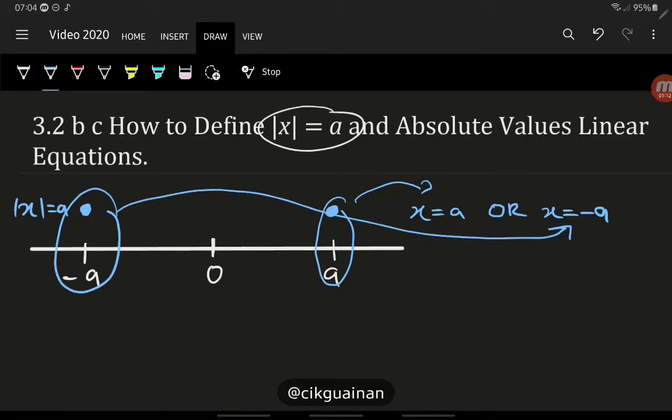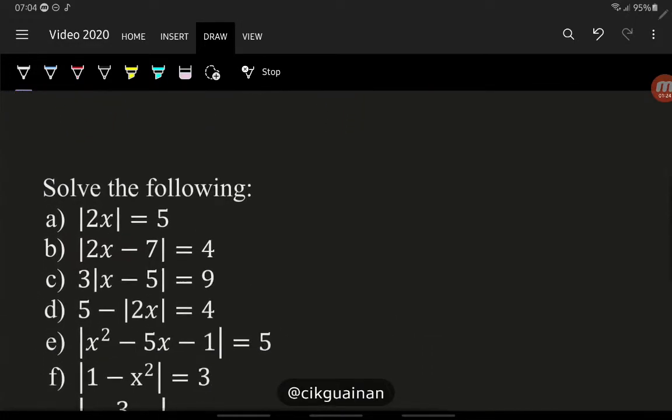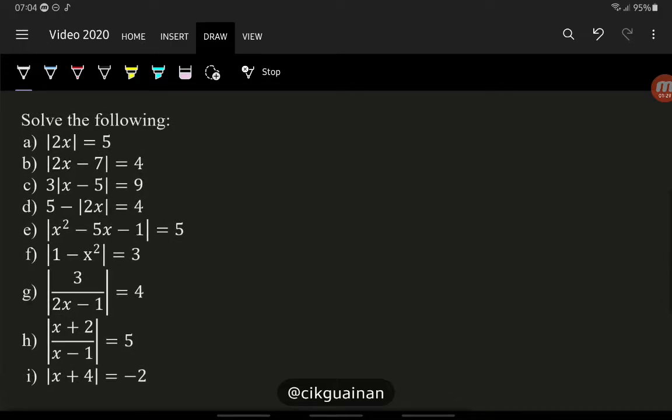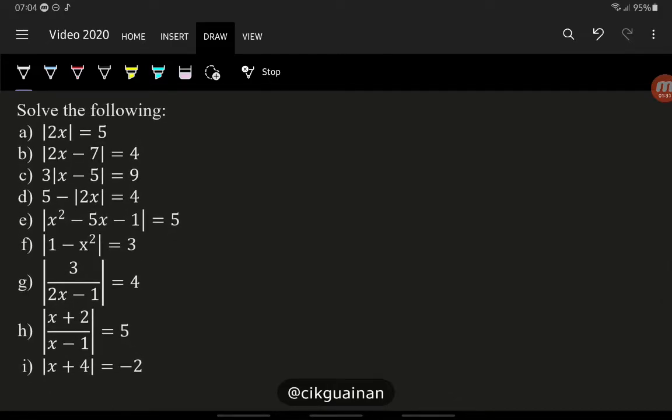So we can use this fact to change the form of modulus into this form that we can solve the value from. Let's proceed with the exercises. Okay, the examples over here. The first one is the modulus of 2x equals 5.